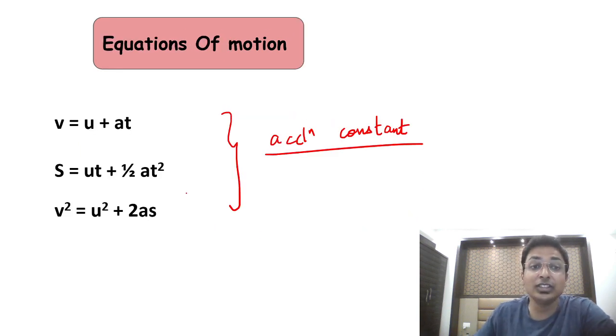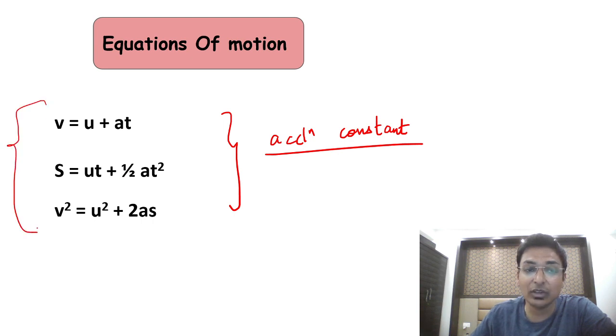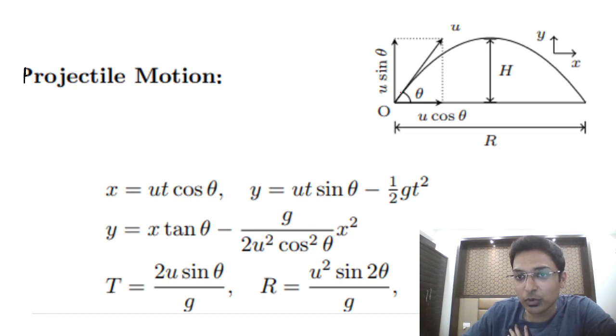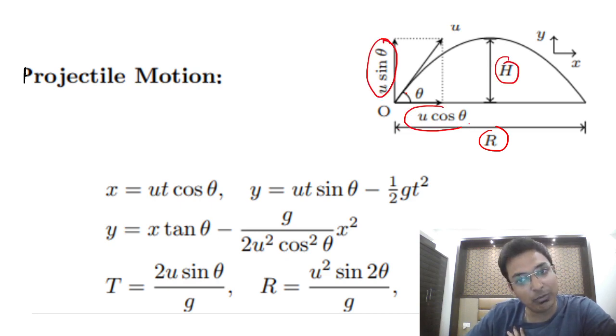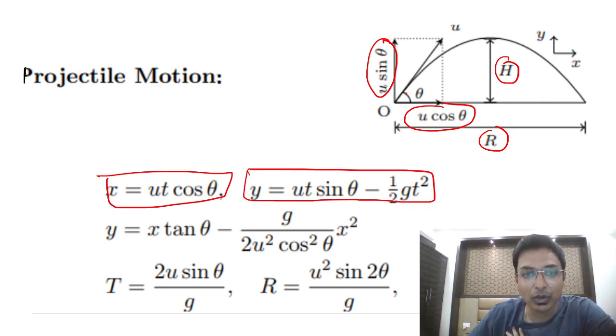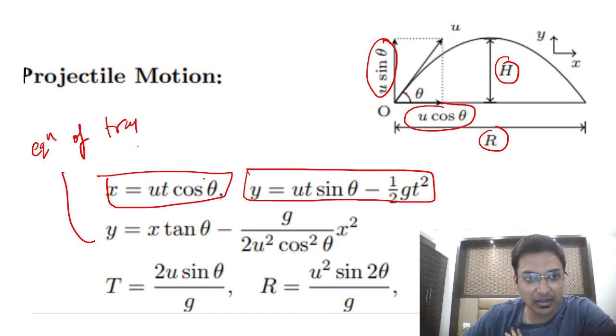All right, equations of motion, yes, these are the three very important equations we have already done, but applicable only when acceleration is constant. Okay guys, projectile motion, another very important concept. So if you project an object with velocity u at an angle of theta, then this is the range, this is the maximum height, this is the vertical component of velocity, this is the horizontal component of velocity. So x is this much, y is this much, right? Because acceleration along x is 0. Then this is the equation of trajectory, very important equation of trajectory, right?